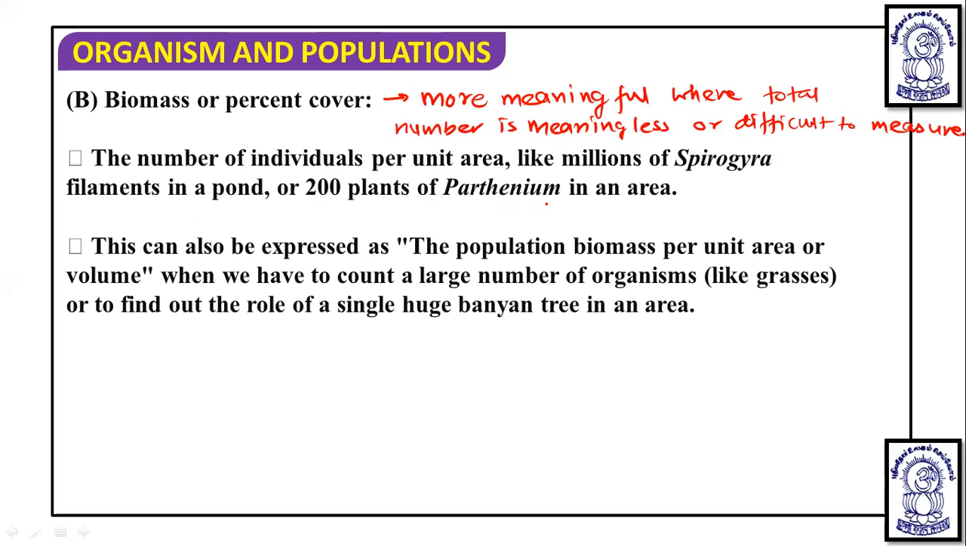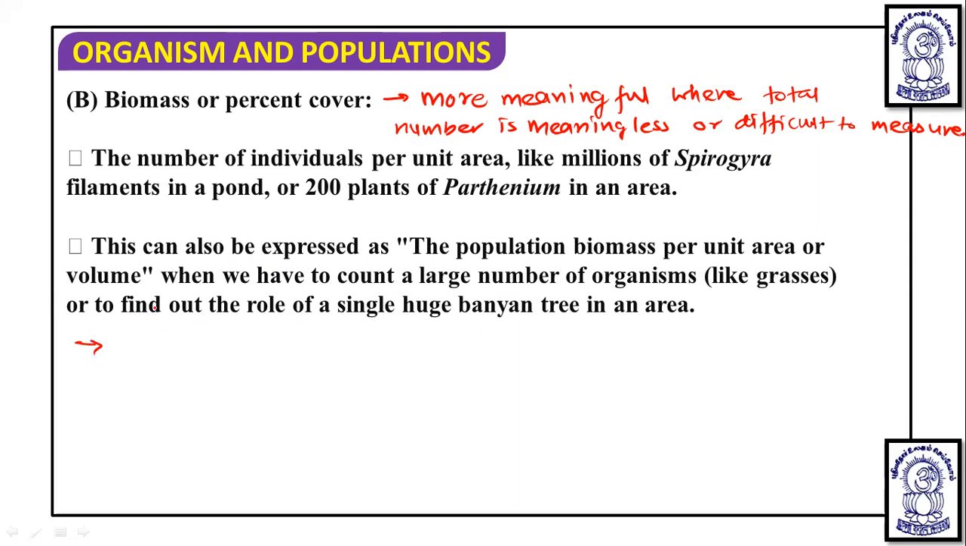Okay, but when we talk about the population biomass per unit area or volume, when we have to count a large number of organisms like grasses, or to find out the role of a single banyan tree in an area. A single banyan tree with a large canopy, stating that population density of banyan is low relative to Parthenium, amounts to understanding the enormous role of banyan.